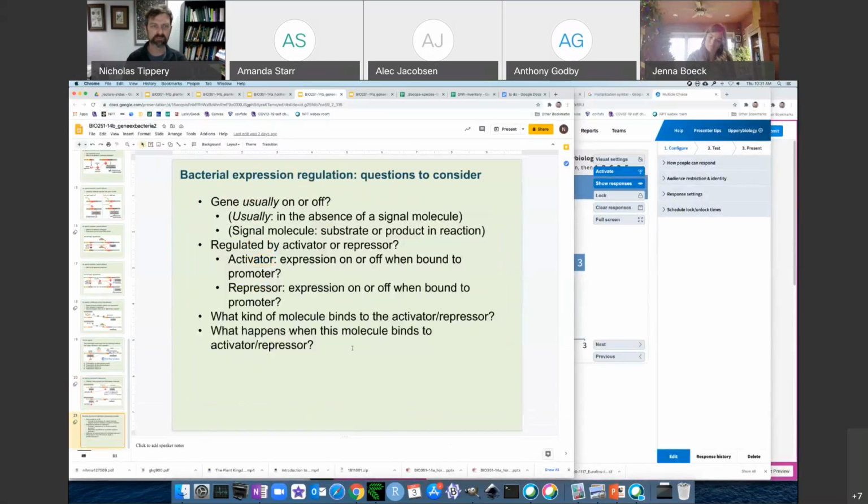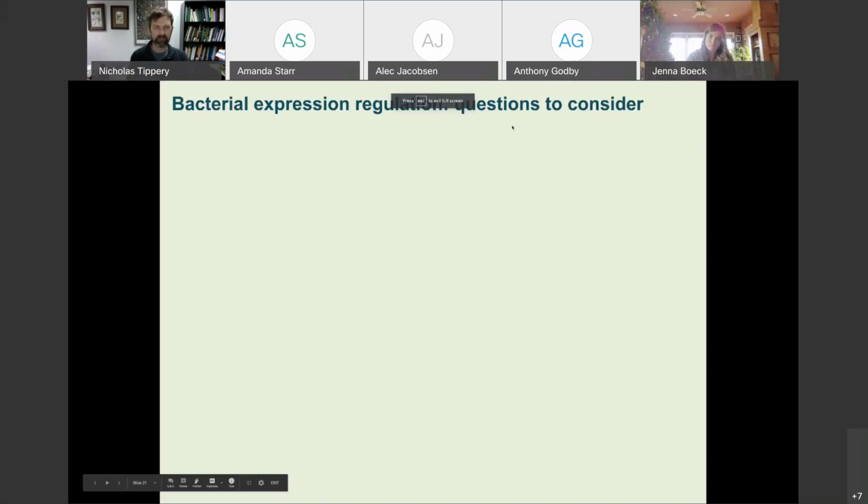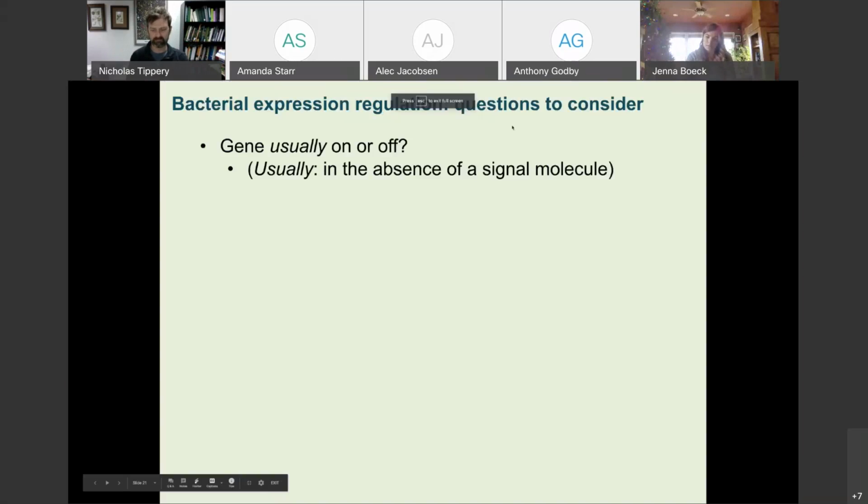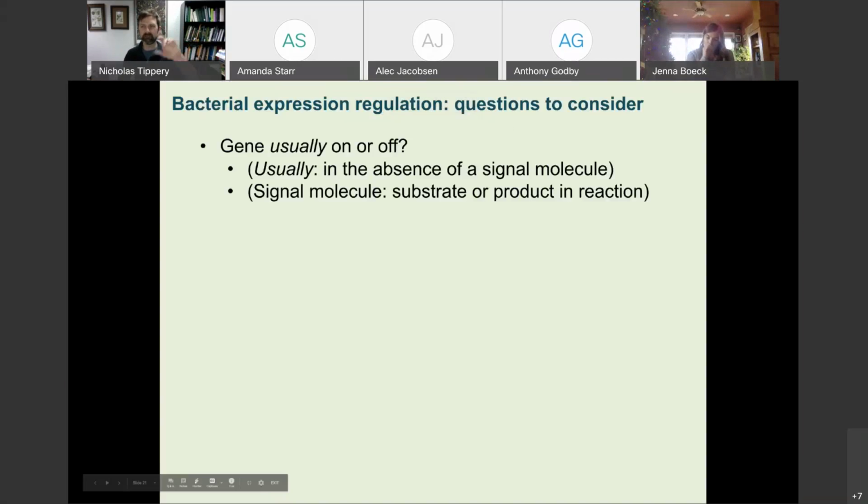Which kind of brings us full circle to this idea. It's sort of like when you're designing an electrical switch or something. There are a lot of ways to be on and off. And so it's helpful, I think, as you're guiding your thoughts about this, to think about why the gene is on or off.